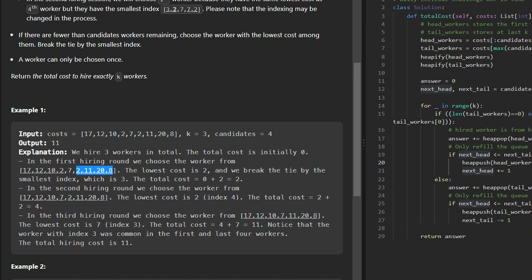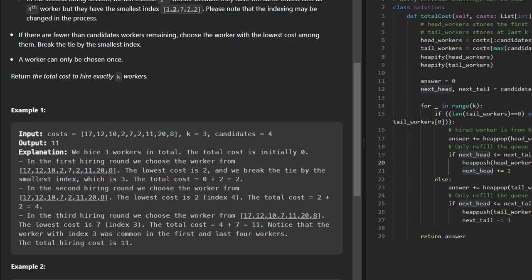So what will happen, see, among these four and among these, because totally we have eight, right? Among these eight, we have to select one worker. What will be that worker? That worker is the one which has the lowest cost. In case there are two workers with the same cost, we have to select the worker with the lowest index. That's the basic idea. So let's trace it, and you will understand that.